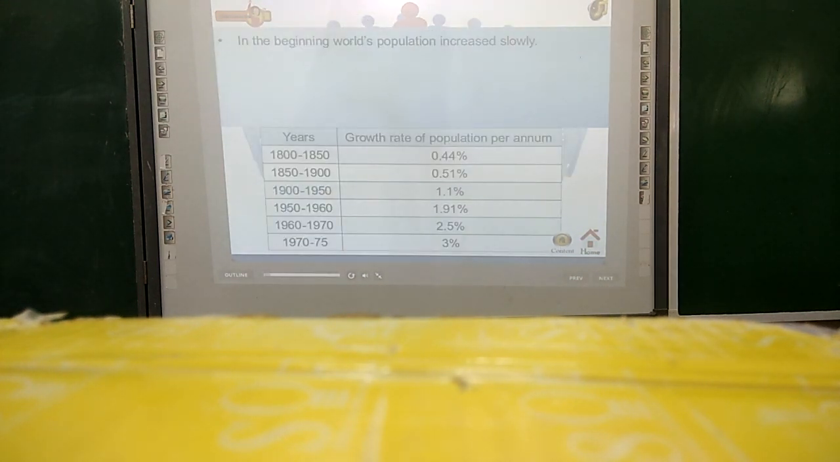In the beginning, the world population increased slowly. In the year 1650, the total population of the world was 55 crores and now it is more than 7 billion. Growth rate has been increasing steadily. The graph shows the growth rate of population per annum from 1800 to 1970-75.